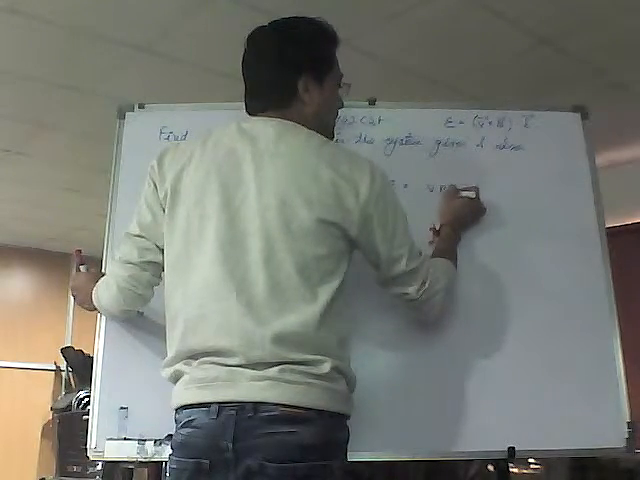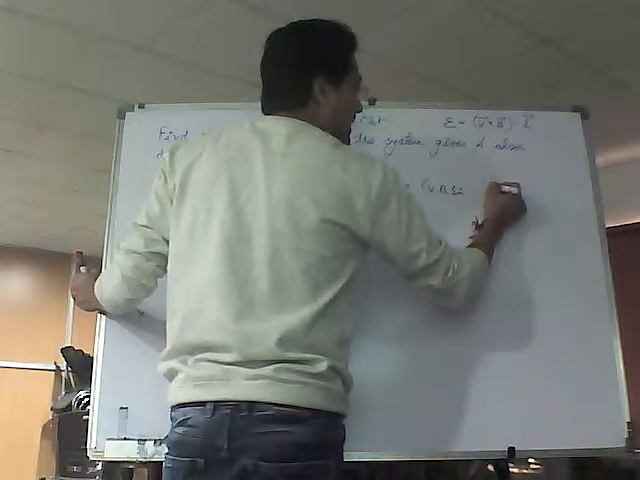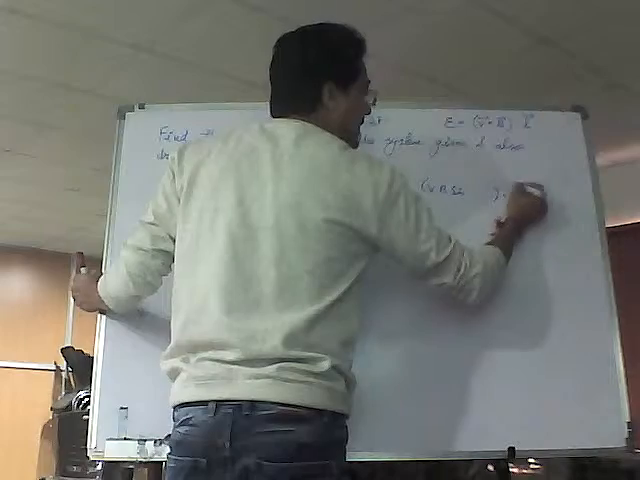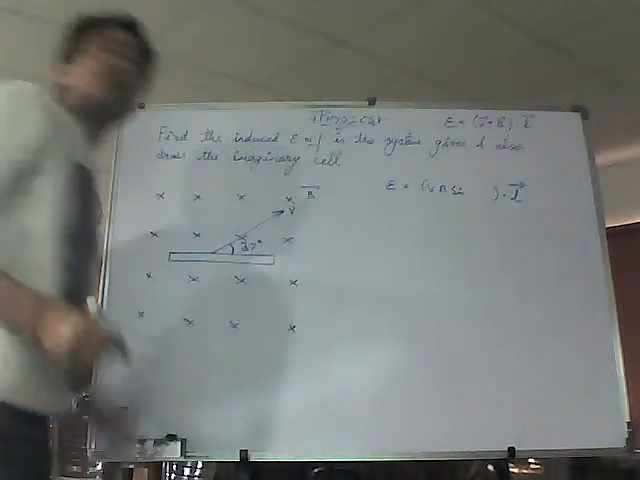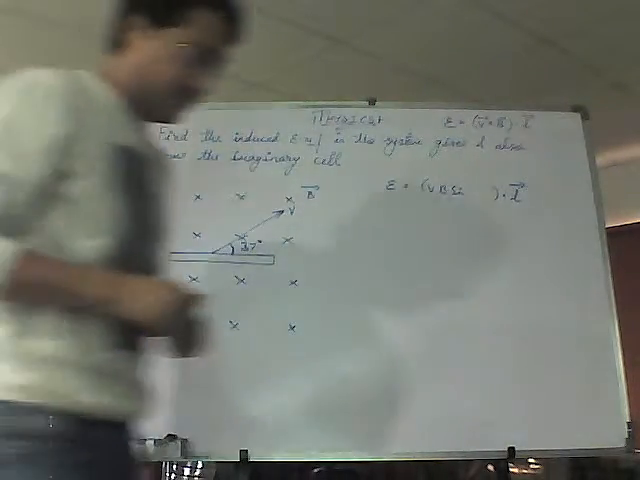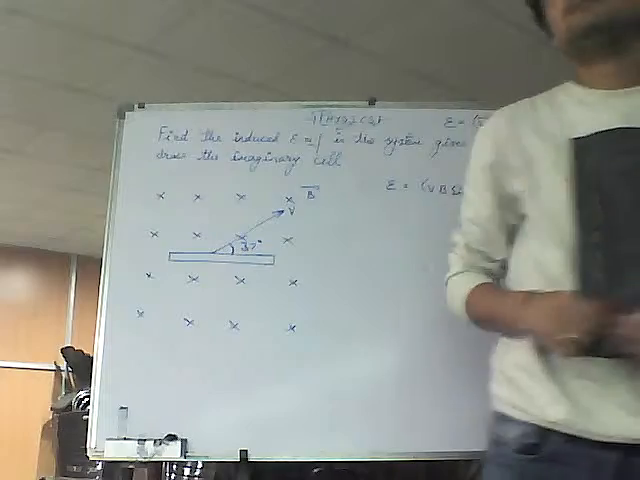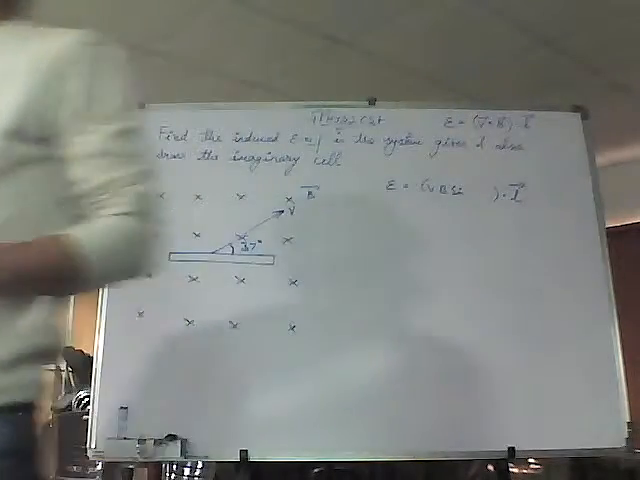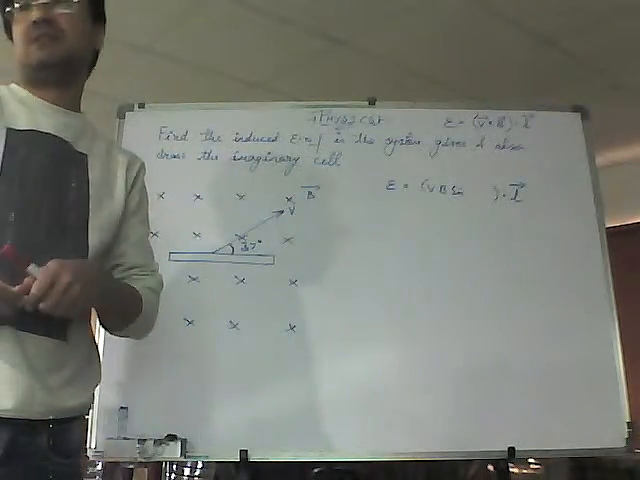That means VB sine of angle theta dot vector L. What is the value of theta over here? Very good one. BVL cos 53.